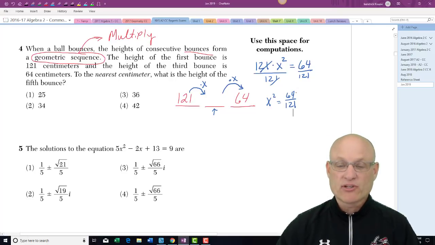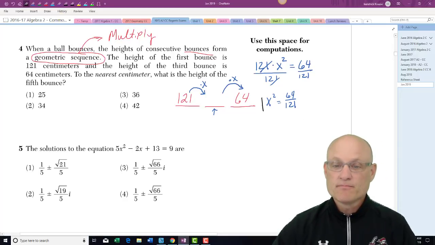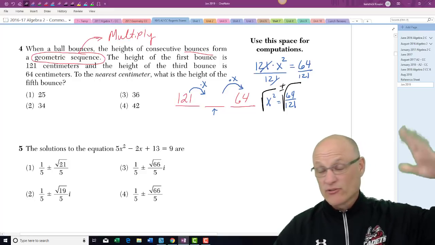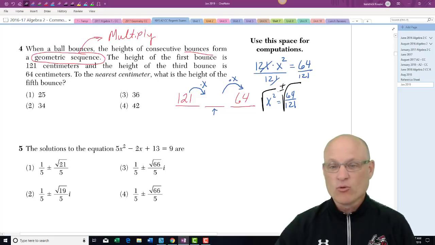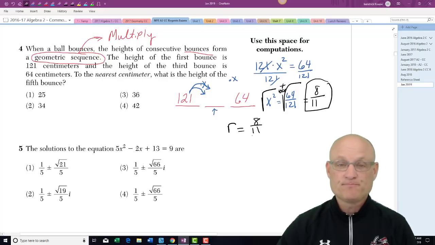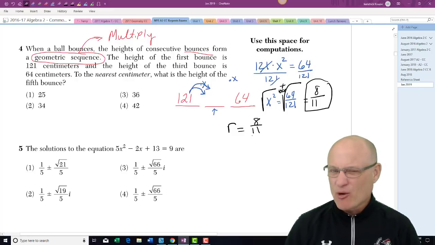Now, again, I go back to the significance of those perfect squares. If I take the square root of both sides, first of all, normally when we take the square root, we put a plus or minus. However, this is dealing with the heights of balls, and negatives don't make any sense. So we won't even worry about the negative. It's definitely going to be positive. And the square root of 64 is 8, and the square root of 121 is 11. So this is our common ratio, 8 over 11. Okay? All right. So how am I going to figure out what the fifth bounce is?